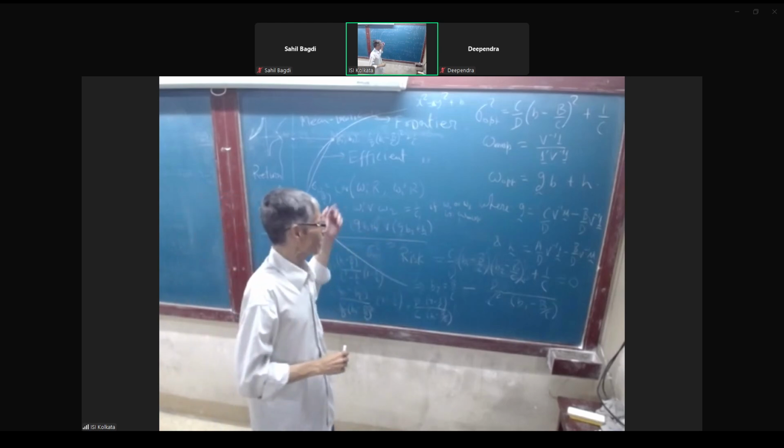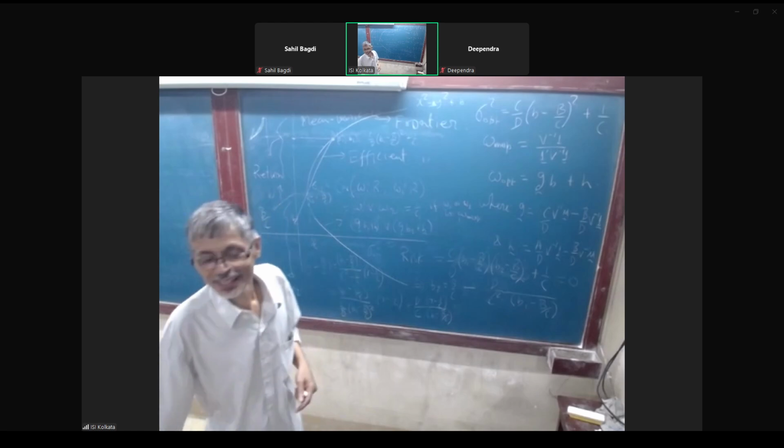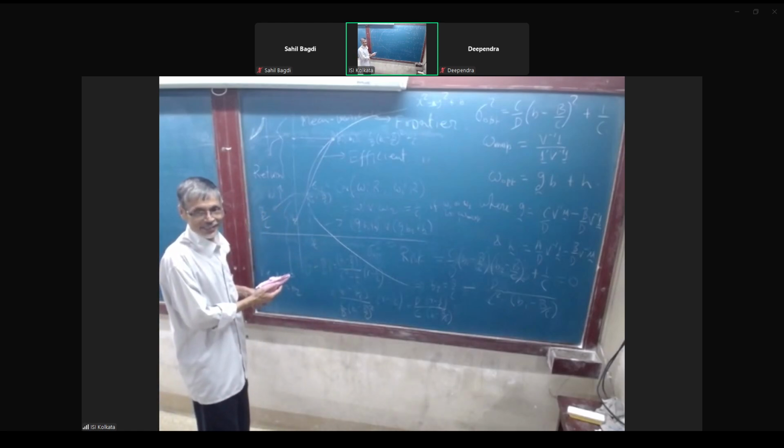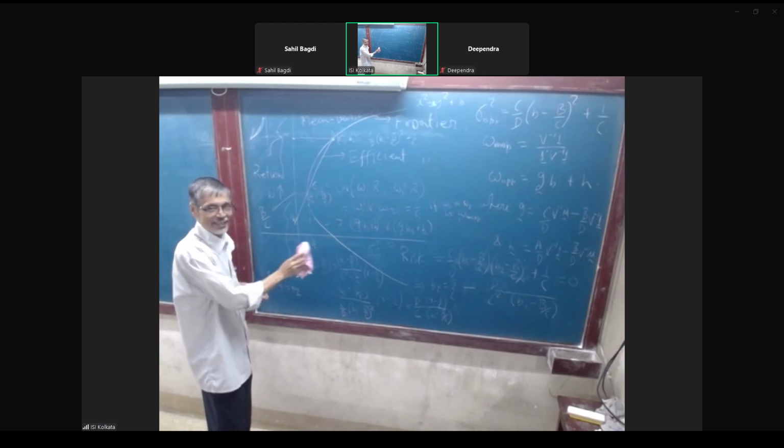Now I'm saying that suppose I change the graph. Mean versus standard deviation. Should I change the graph?